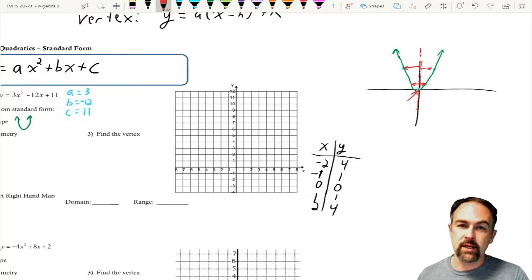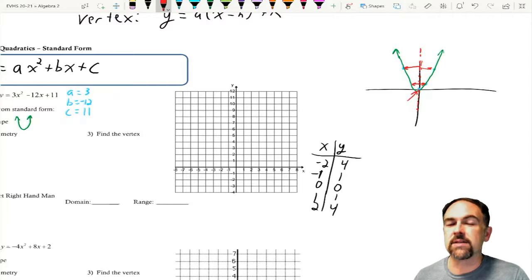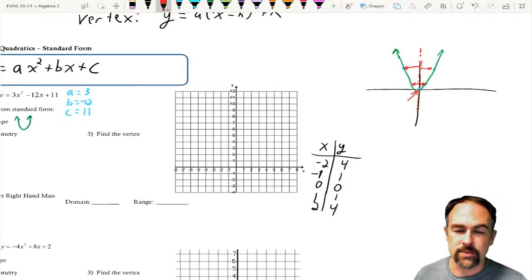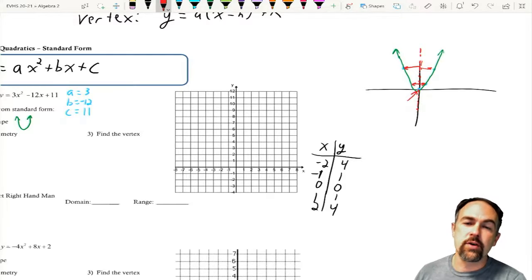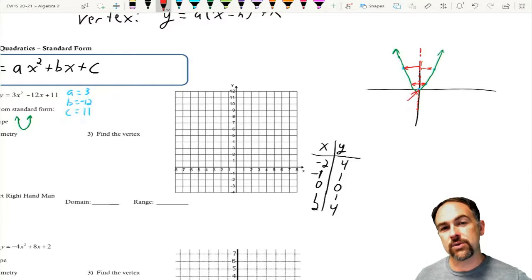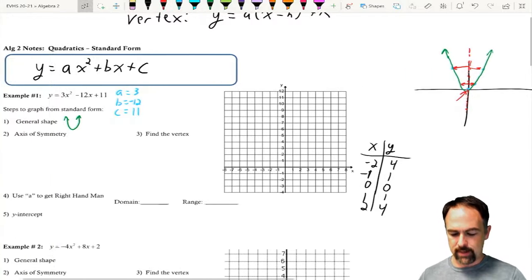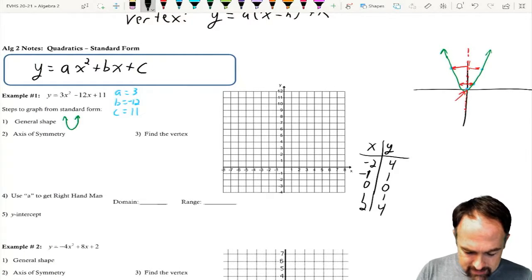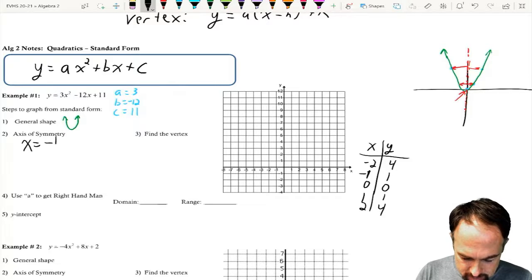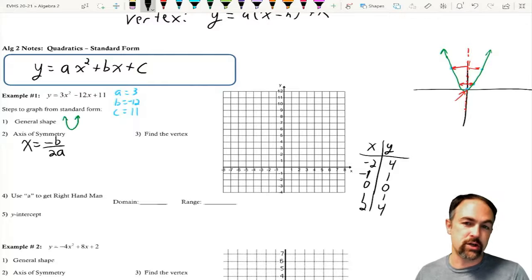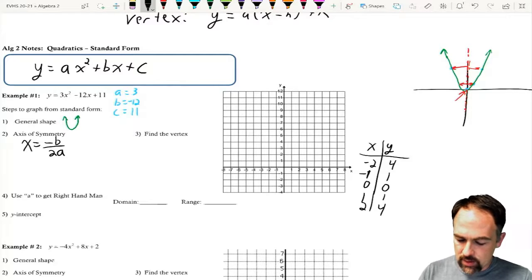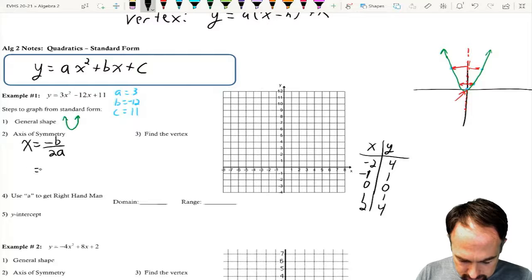That's important because we need to be able to locate the vertex in order to graph the parabola. So the first thing we're going to do is find the axis of symmetry, and then from there, use the axis of symmetry to find the vertex. You'll see what that looks like in just a minute. The axis of symmetry is always located at x equals -b divided by 2a. That's one of the formulas you're going to need quite a bit in this unit. So we're just going to plug it in.